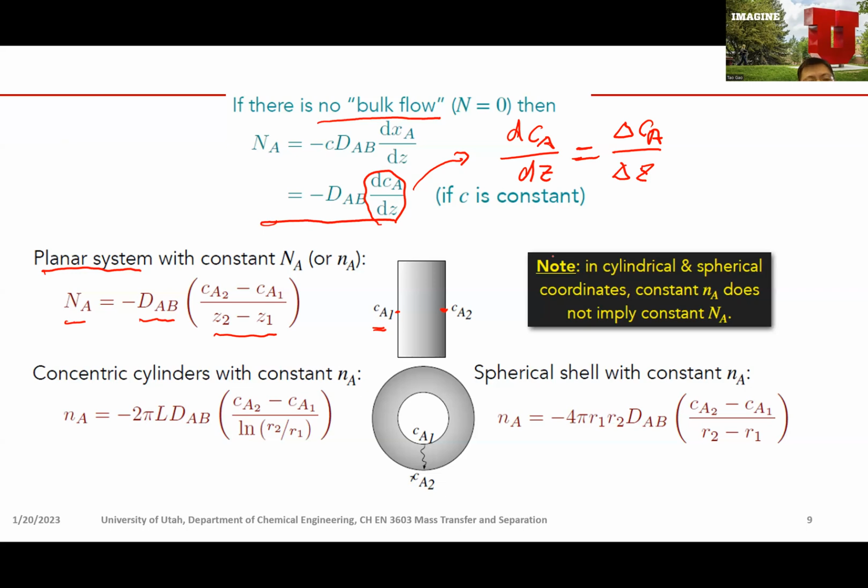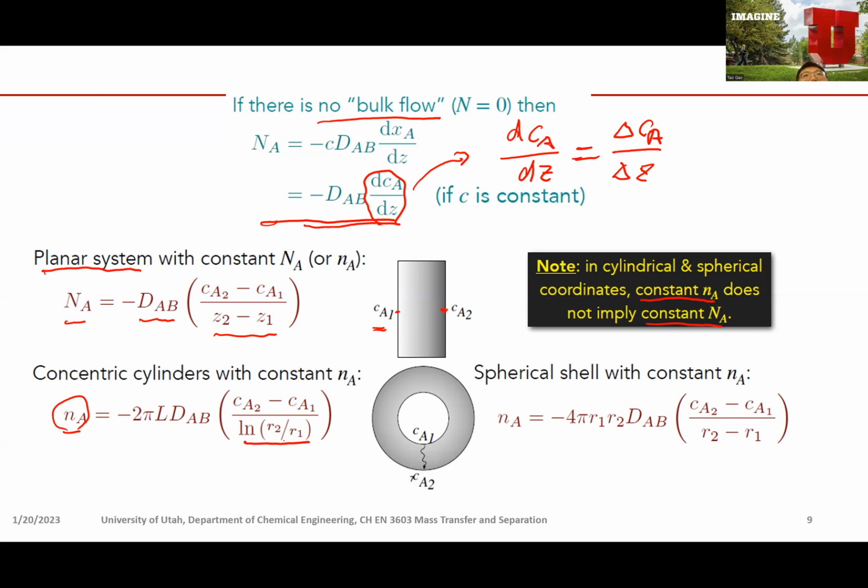For the concentric cylinder case, note that in cylindrical or spherical coordinates, constant molar flow rate does not imply constant molar flux, right? So instead of using flux, here we use flow rate. You can solve this equation similarly in cylindrical or spherical coordinates. We will get the molar flow rate in this case to be dependent on the log of the ratio of R2 to R1.